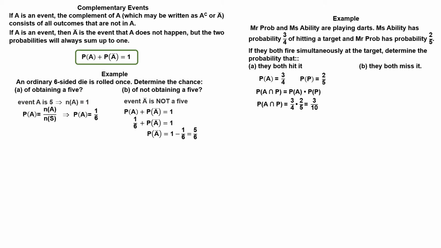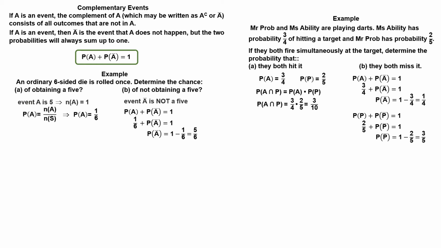Now we must calculate the complement of event A and the complement of event P. The complement of event A is not A. The complement of P is not P. These events are independent, so the probability that both miss the target is the probability of the complement of A times the probability of the complement of P.